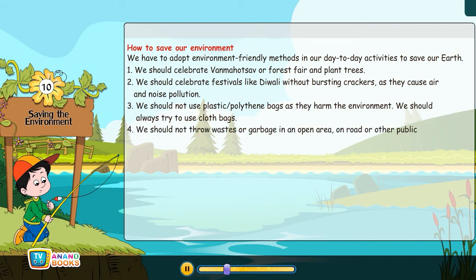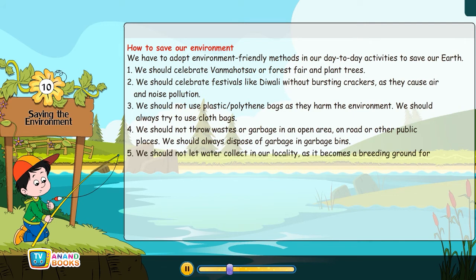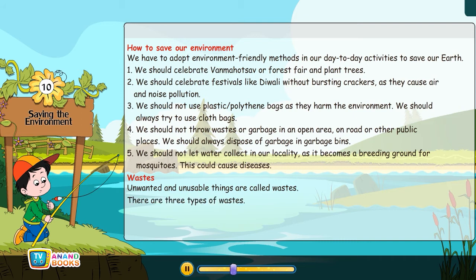We should not throw waste or garbage in an open area, on road or other public places. We should always dispose of garbage in garbage bins. We should not let water collect in our locality as it becomes a breeding ground for mosquitoes. This could cause diseases. Wastes. Unwanted and unusable things are called wastes. There are three types of wastes: solid waste, liquid waste, and gaseous waste.